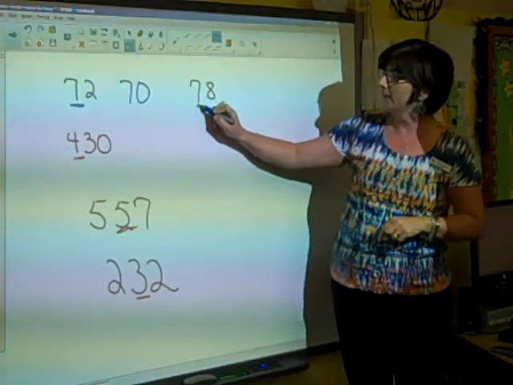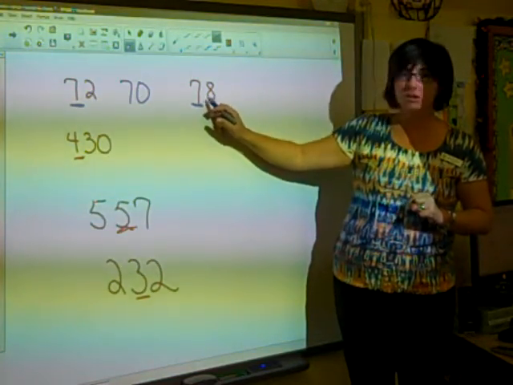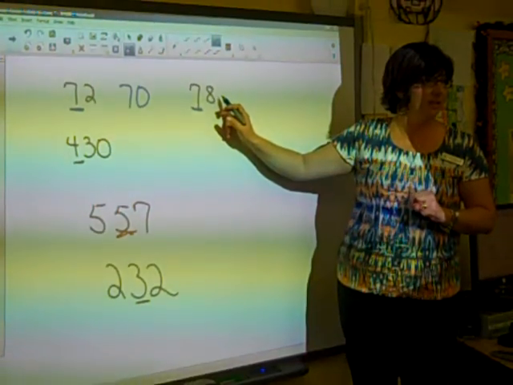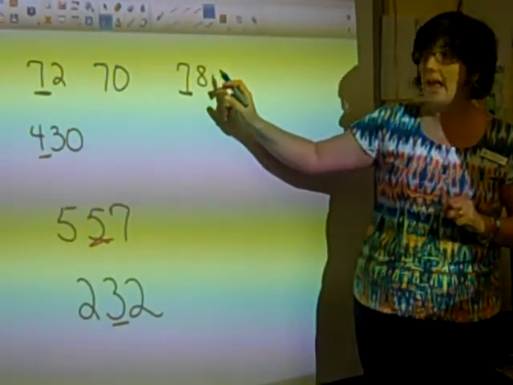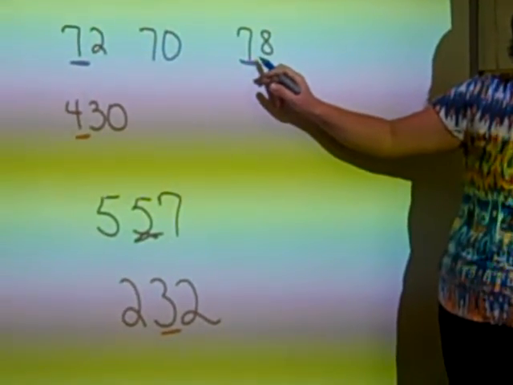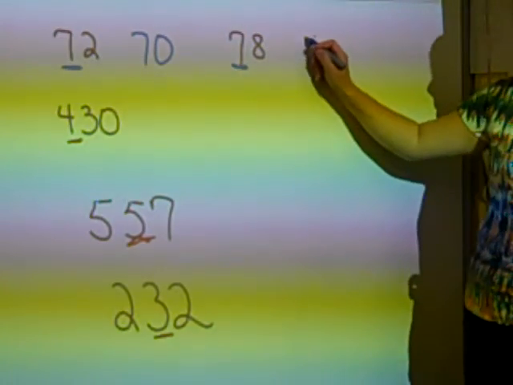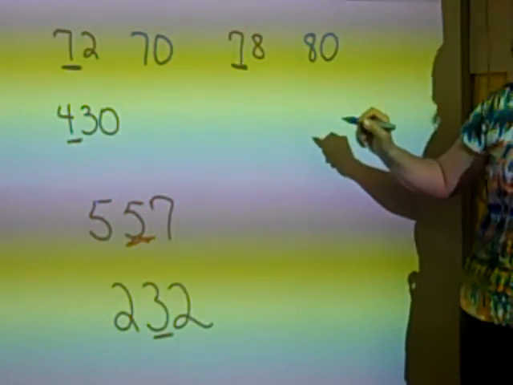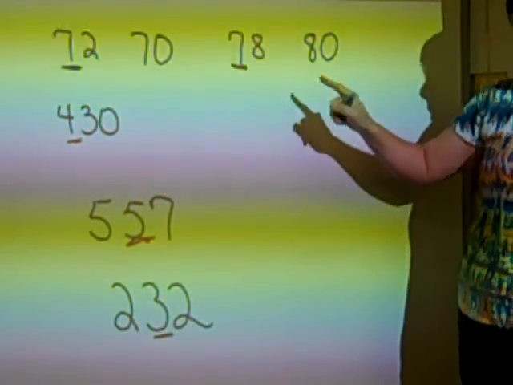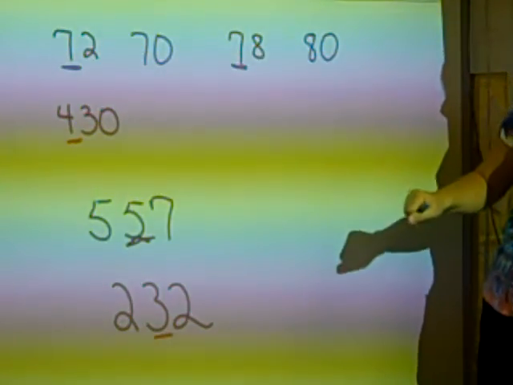Now, if I'm going to round this 78 to the nearest tens, I look to the right, and what number is it? Hannah? 8. So it's greater than 5, right? So I'm going to have to do what to the 7? 8, and the 80. Good. I changed the 7 to an 8. You're exactly right, and make the ones place a 0.